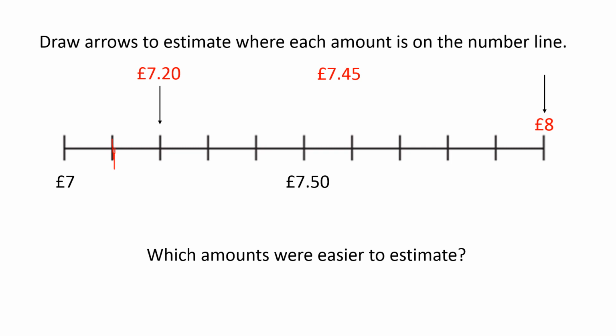Now £7.45, where would that go? So what would come before £7.50? We would have £7.40. So we can write that down here. £7.40. And we know that £7.45 would come in the middle of £7.40 and £7.50 because in between £7.40 and £7.50 there's 10 little lines over here. So the arrow would go over here, £7.45. Well done if you got that correct.